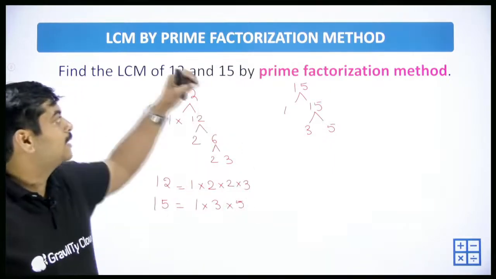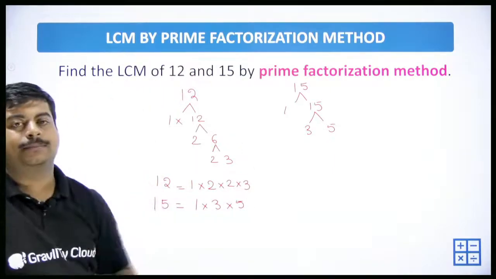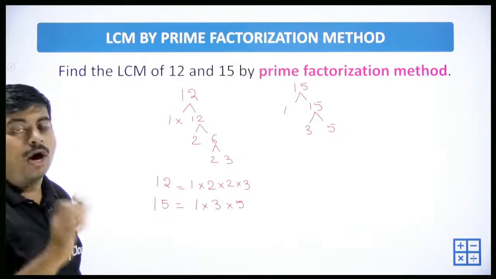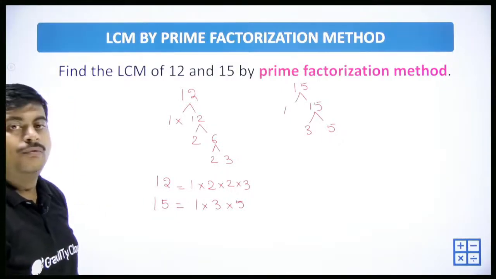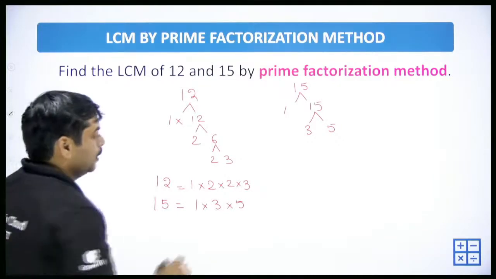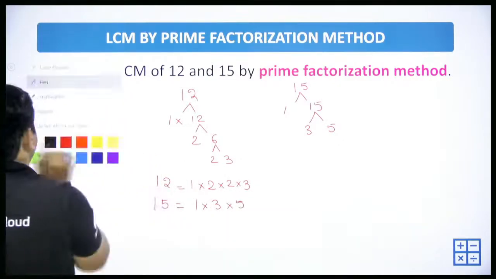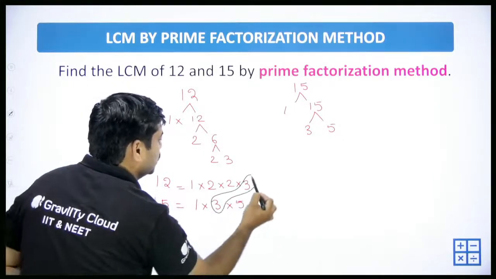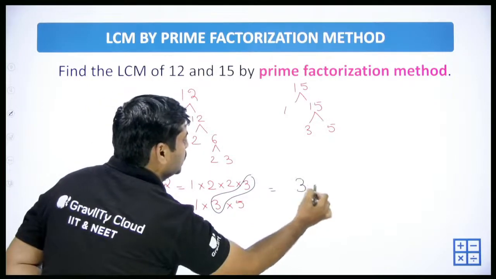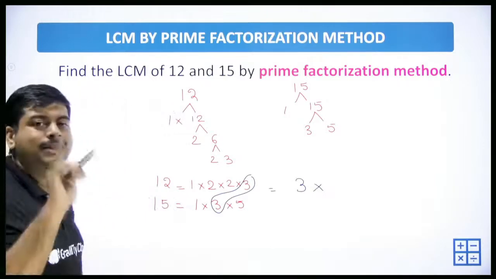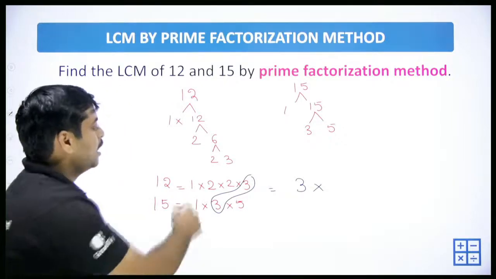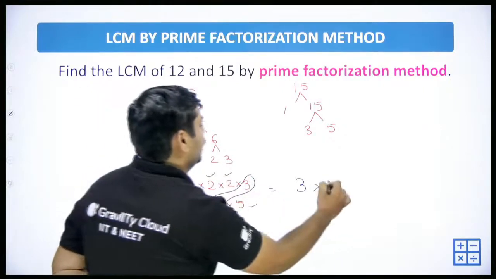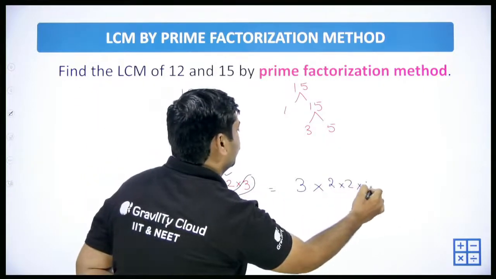Now the point is how to find the least common multiple. First of all, see which factors are common for these two. You can carefully see 3 and 3 are common. So write that number once. Whichever number is common, just write that once. Next, write all the remaining numbers: 2 into 2 into 5.